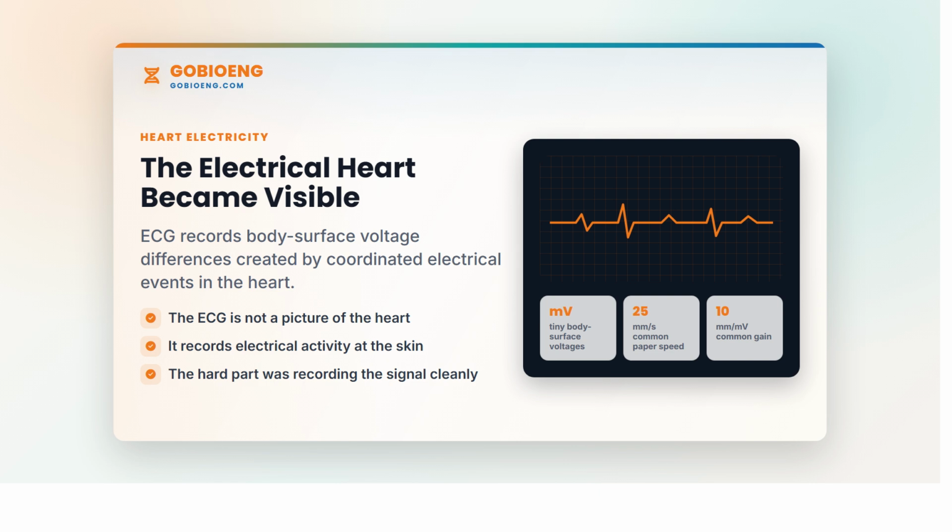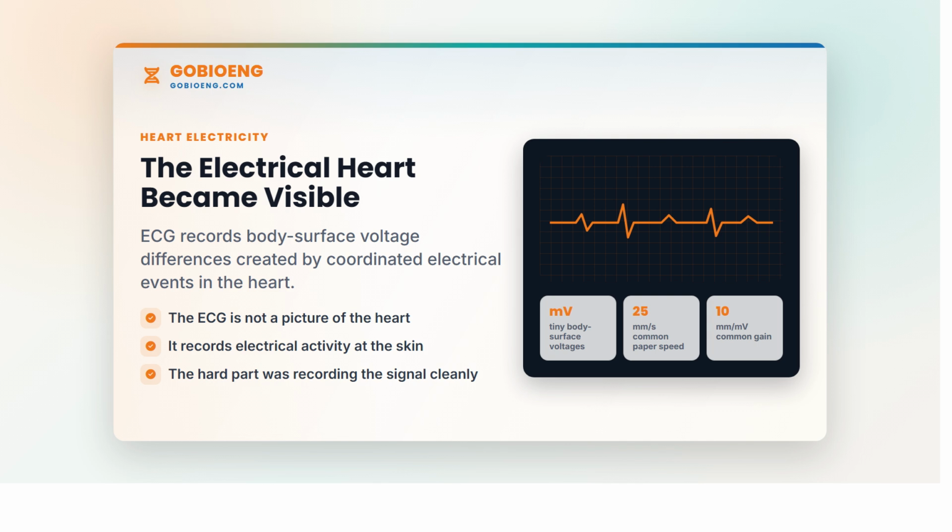One early figure was Augustus Desiré Waller. In the late 19th century, Waller recorded human cardiac electrical activity using a capillary electrometer. This was a major scientific achievement, but the trace was not yet easy to use clinically. It was slow, distorted, and difficult to interpret compared with modern ECG. This gives students an important lesson. Discovering a biological signal is one thing. Turning it into a reliable clinical device is another. Biomedical engineering often lives in that gap.